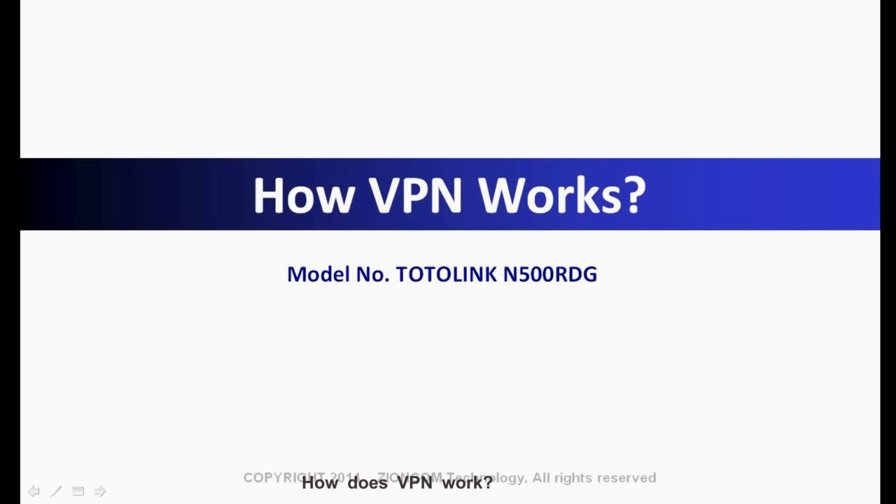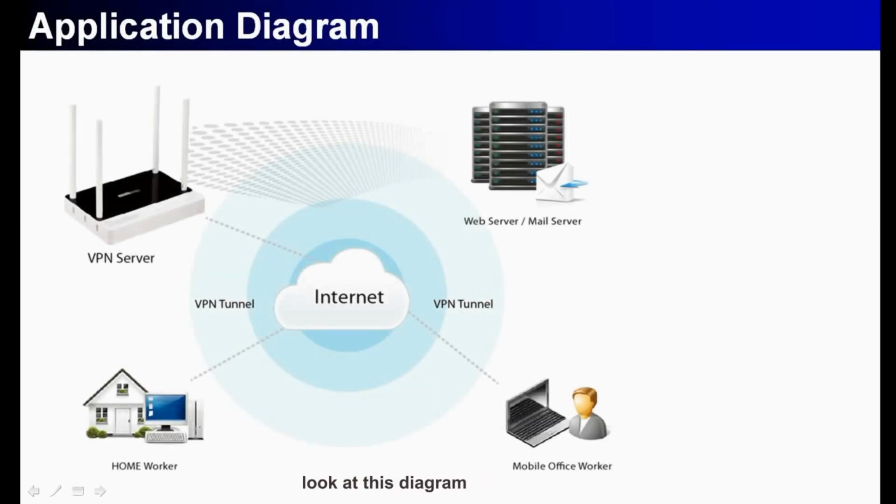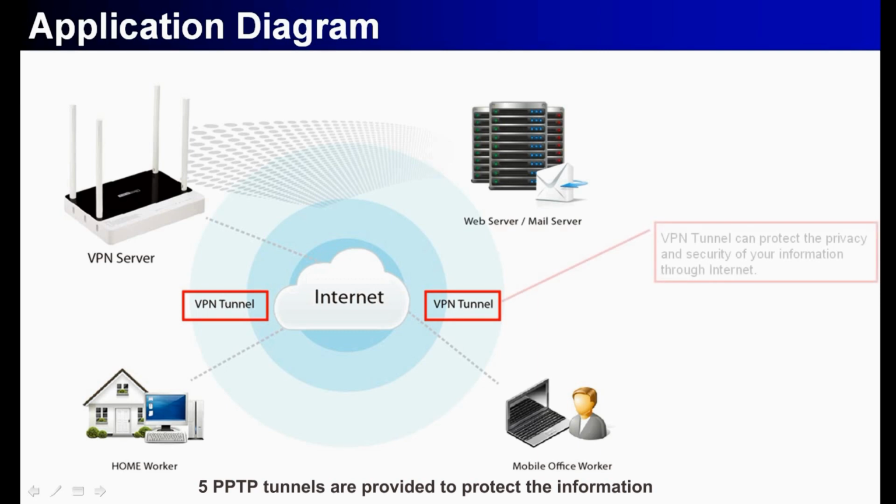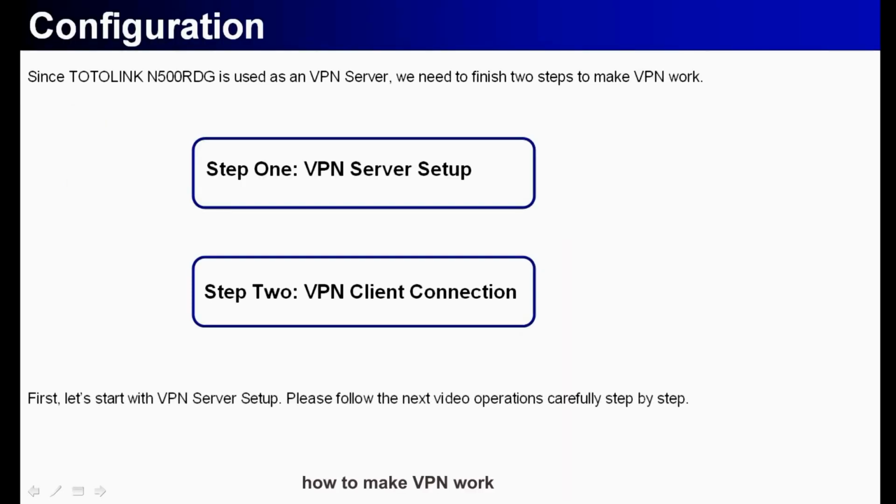How does VPN work? Take TOTOLINK M5 and RDG, for example. Look at this diagram. TOTOLINK M5 and RDG is used as a VPN server. 5 PPTP terminals are provided to protect the information. How do you make VPN work?